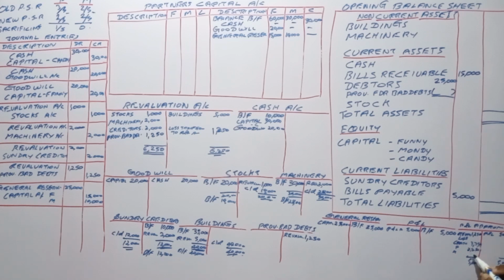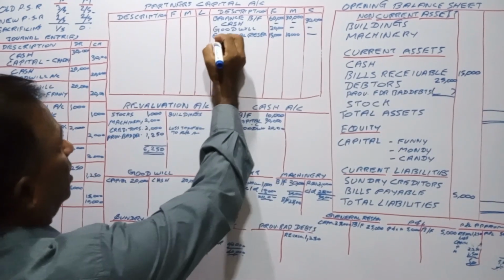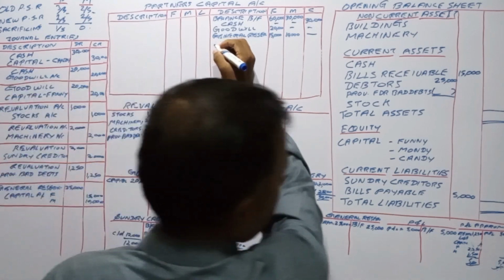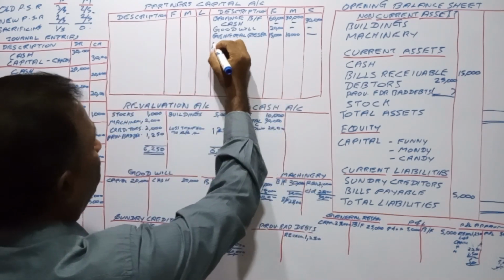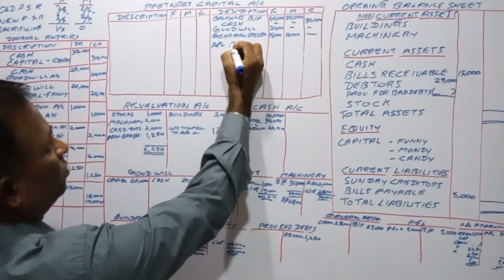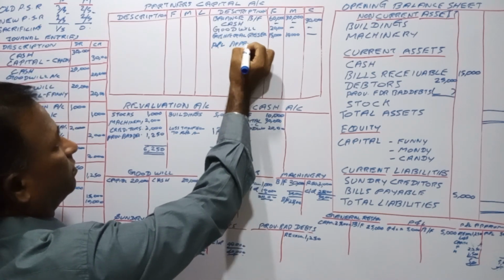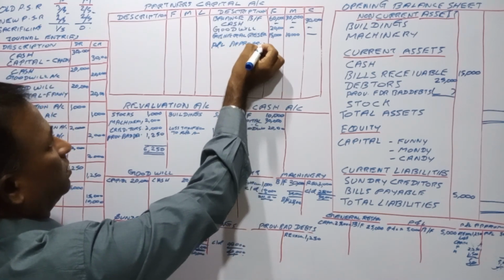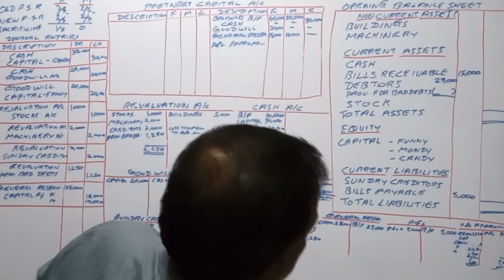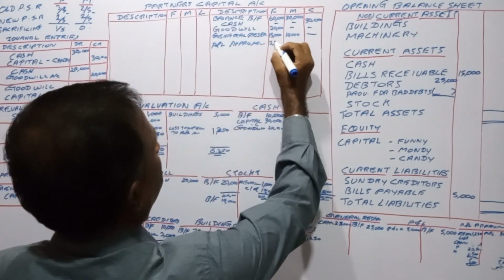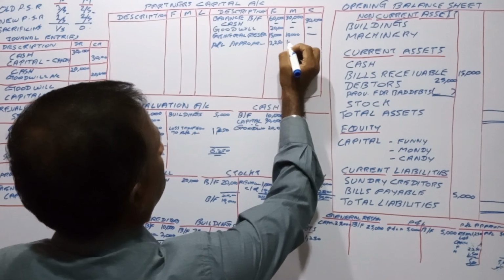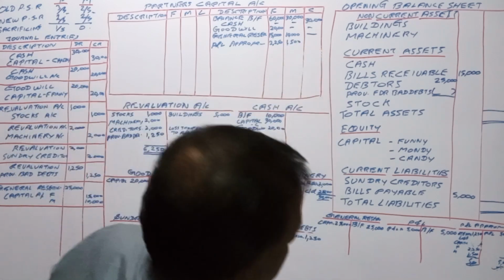1,500, right? So 2,250 and 1,500. Then profit and loss appropriation account 2,250 plus 1,500. Right?